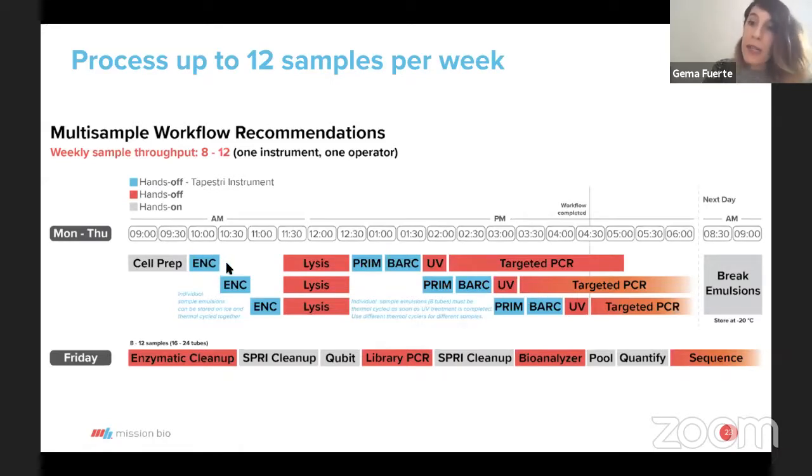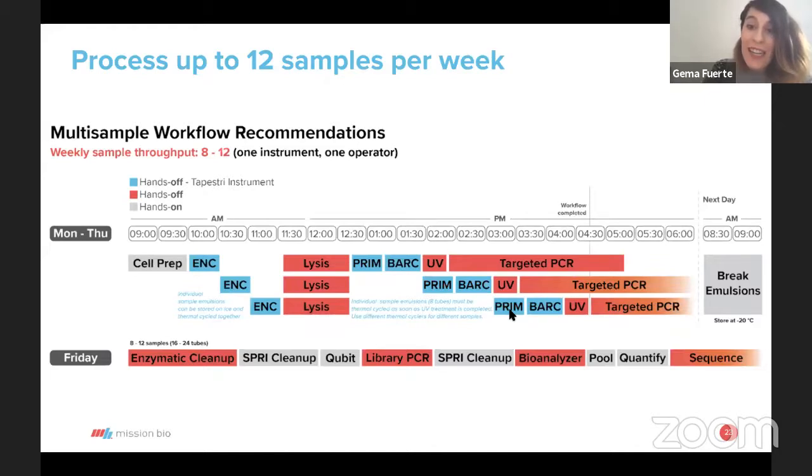You encapsulate one sample, then the other sample, and the other sample, and you put the 3 together to lyse and digest on the thermocycler. And then you take one by one and you do priming, barcoding, PCR. And this waits on the thermocycler at 4 degrees. When this is done, priming, barcoding, and PCR, and so on.